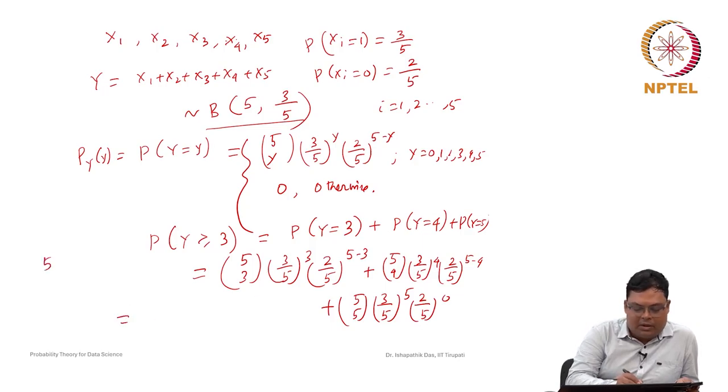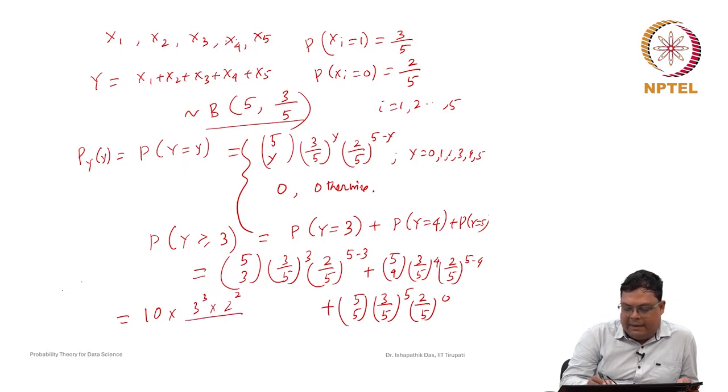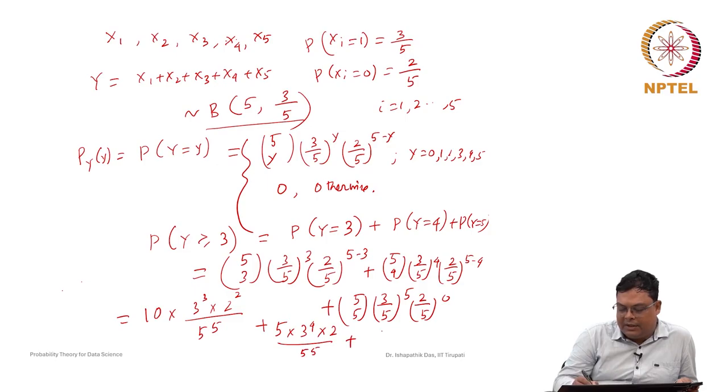5C3, what is 5C3? It is 5 factorial, so 5 into 4 into 3 factorial by 3 factorial into 2 factorial. This cancels, then it is 2, so this is 10. Similarly, here it is 10, and then you have to simplify it. So 3 cube into 2 square by 5 to the power 5 plus, next term, 5C4 is 5, and this is 3 to the power 4 into 2 to the power 1 by 5 to the power 5, plus 1 into 3 to the power 5 by 5 to the power 5.